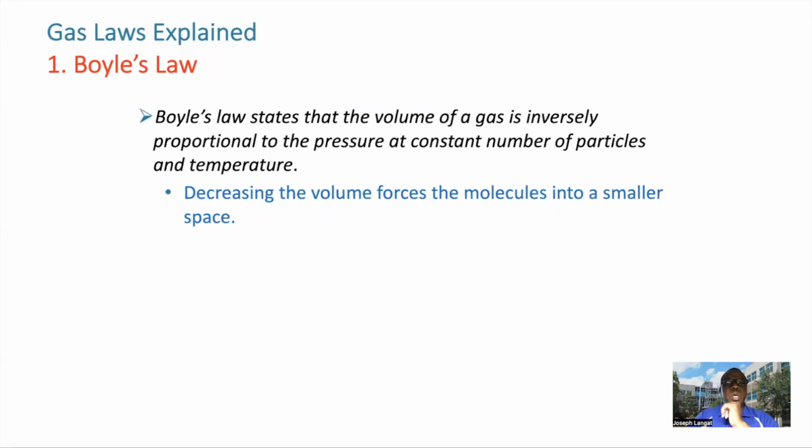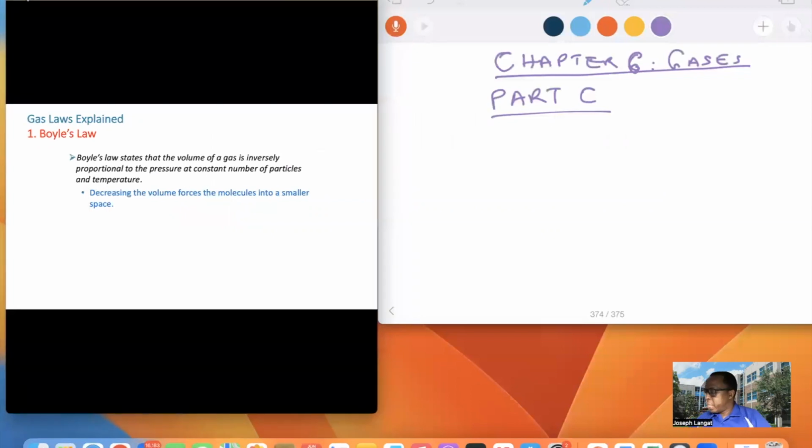Let's see how we can relate the kinetic molecular theory with the gas laws, which are Charles' law, Boyle's law, and Avogadro's law. And starting off with Boyle's law, explaining using the kinetic molecular theory. Boyle's law states that the volume of a gas is inversely proportional to the pressure of a gas at a constant number of particles and temperature. So temperature is constant, number of moles is constant. So if you recall the four parameters, pressure, volume, temperature, and the number of moles, this is what is changing in Boyle's law.